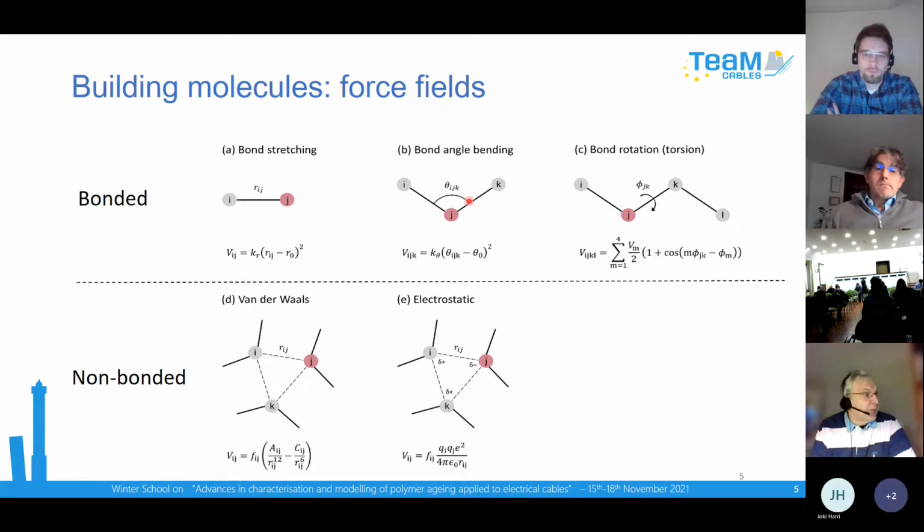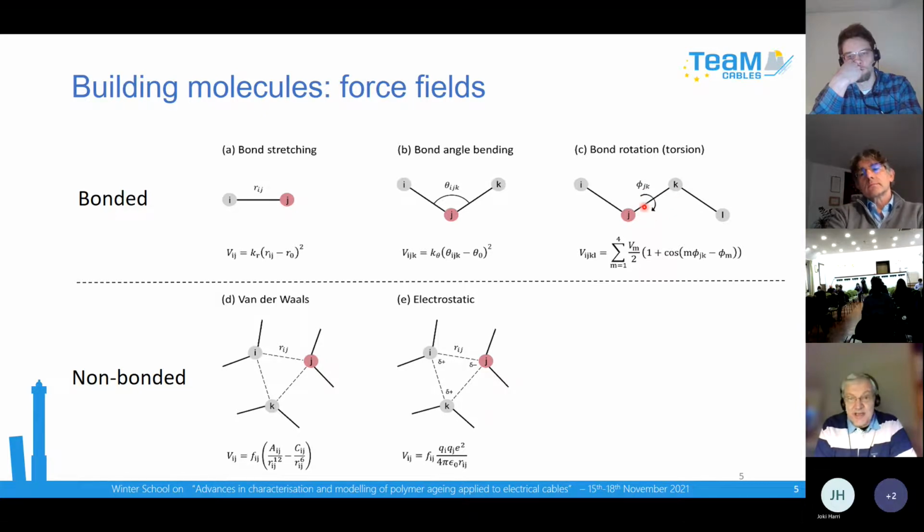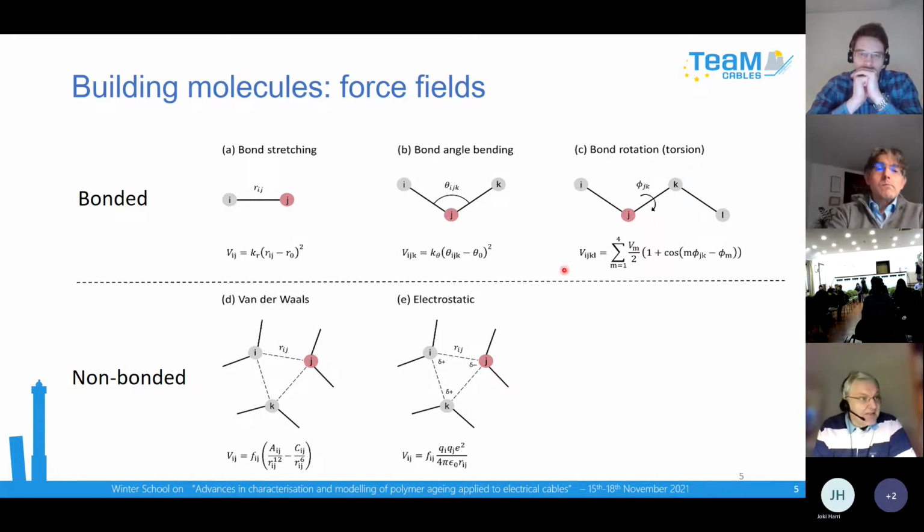So that's for the bond angles. But then this third bonded term is about sets of four particles. Now, three particles always sit in a plane, but the fourth particle may not be in the same plane as the other three. If it's not, then it's because this bond between the J and K particles has rotated. And we call that bond rotation or bond torsion. And that has a slightly more complicated mathematical form.